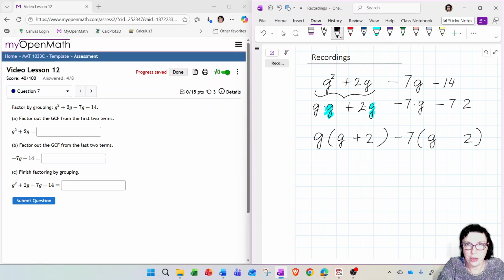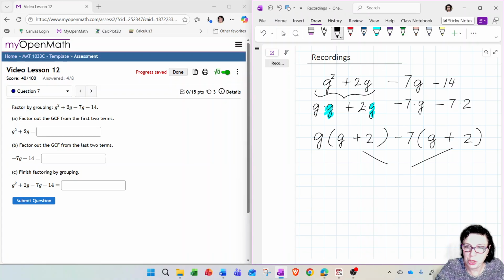But here's where a lot of students will make a mistake. They're going to put a minus right here, and then they're going to be stuck. Why are they going to be stuck? Because you can see g plus 2 over here, and then g minus 2. Well, that doesn't work, because these two have to be the same exact factors in order for you to pull them out. And actually, this will be a plus, but why?